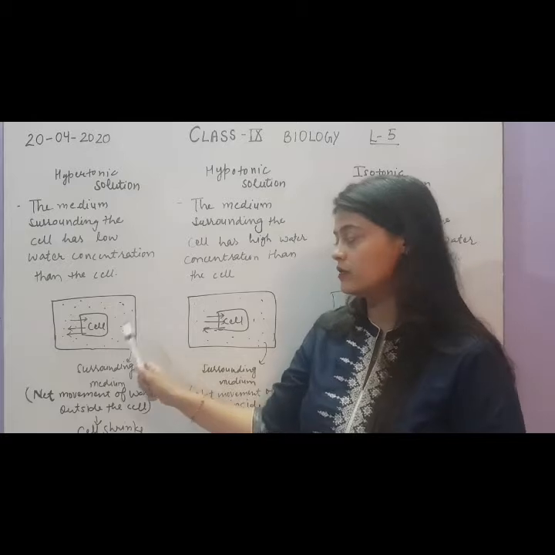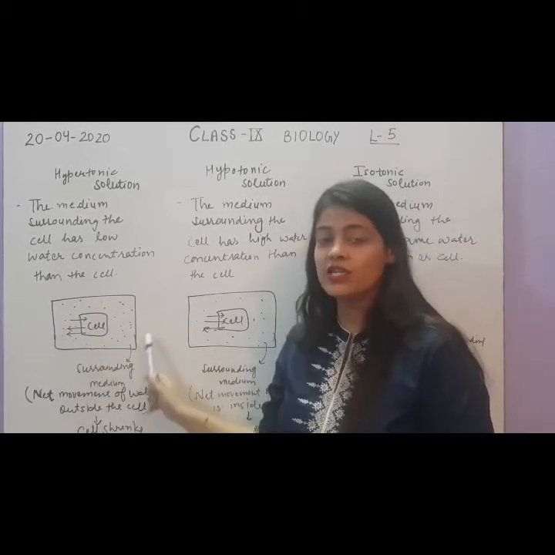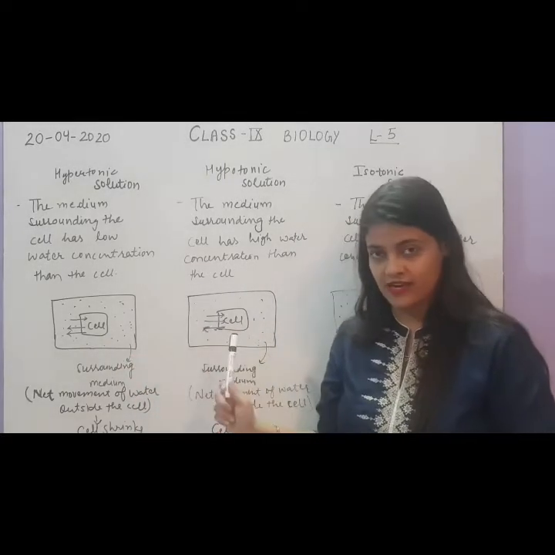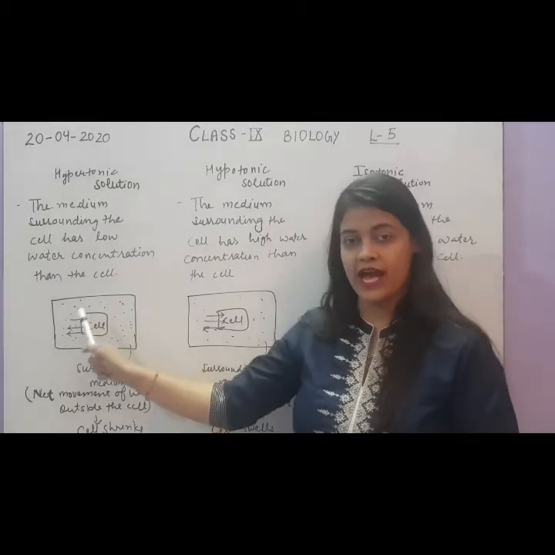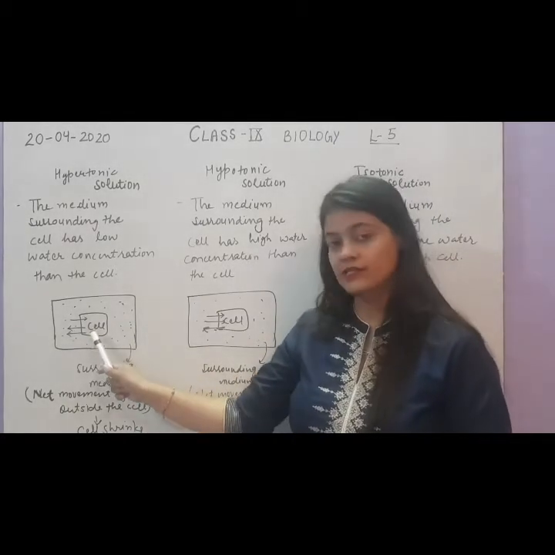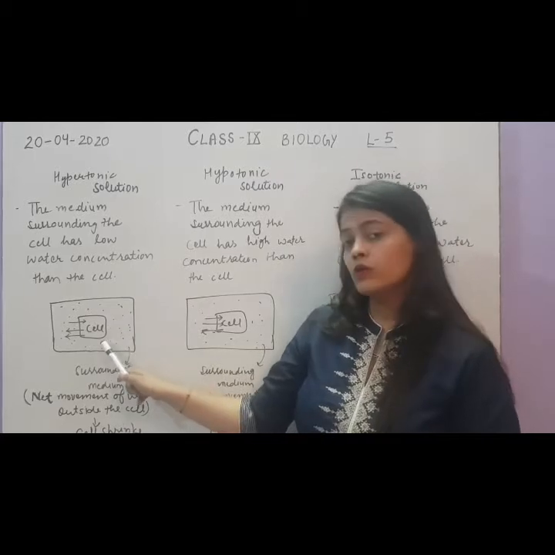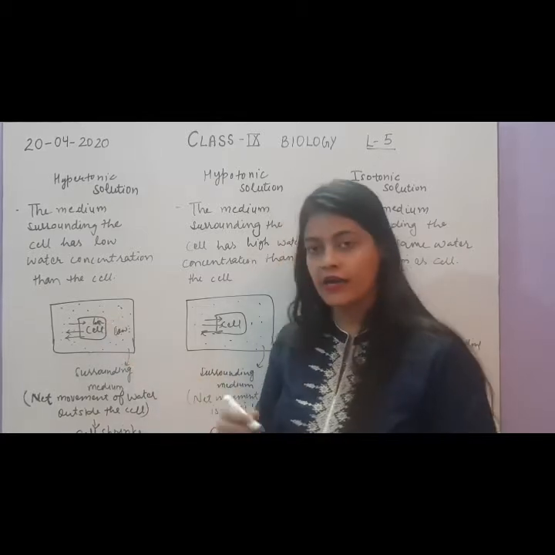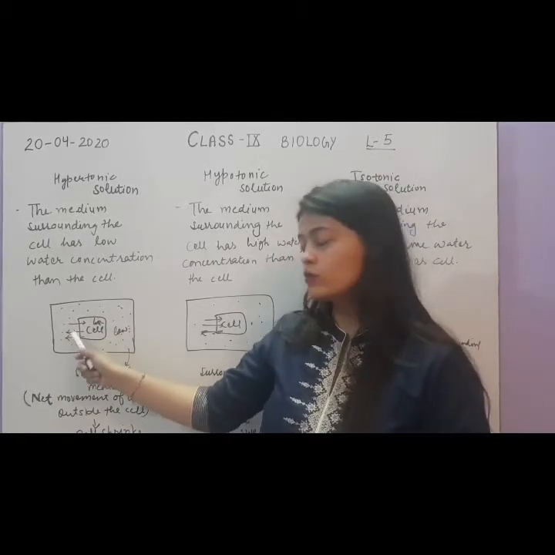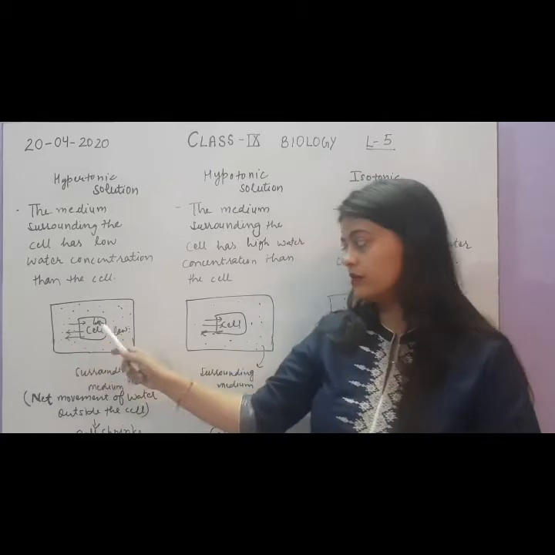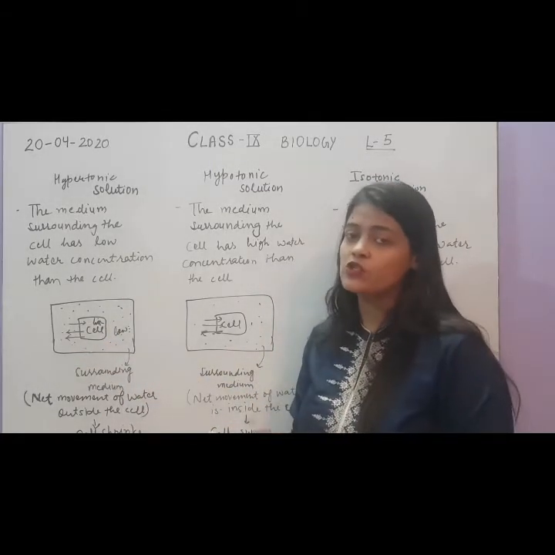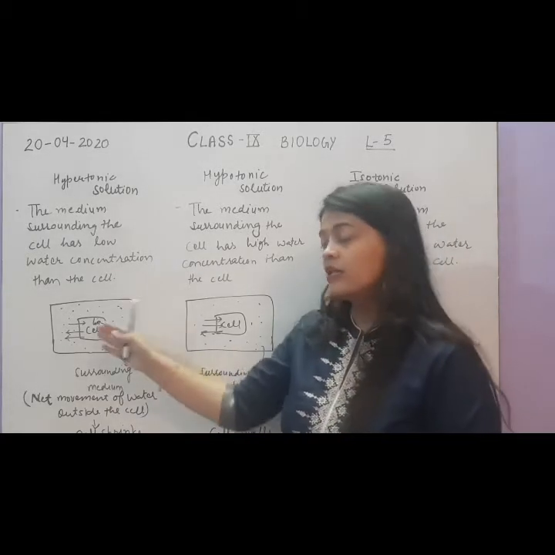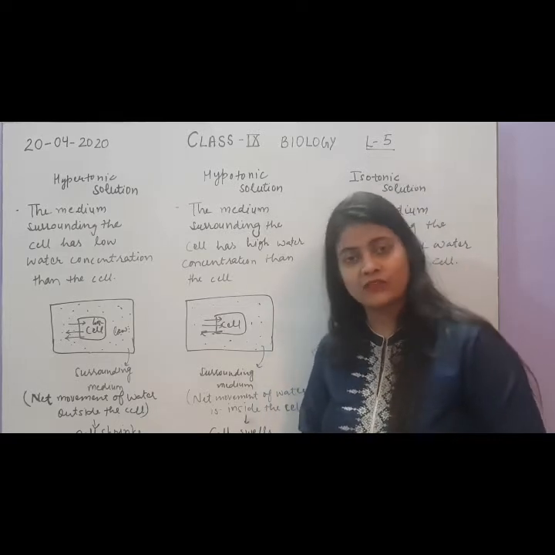This should be clear in mind that the solution is called hypertonic, not the cell. We are just comparing the concentration with the cell. So here the surrounding medium has low water concentration as compared to inside the cell. If the water concentration is low here and high here, what will happen? I have shown the arrows inside as well as outside, because there is always an exchange of water molecules across the cell. In the medium in which the cell is surviving, there is always a movement of particles as well as water molecules.